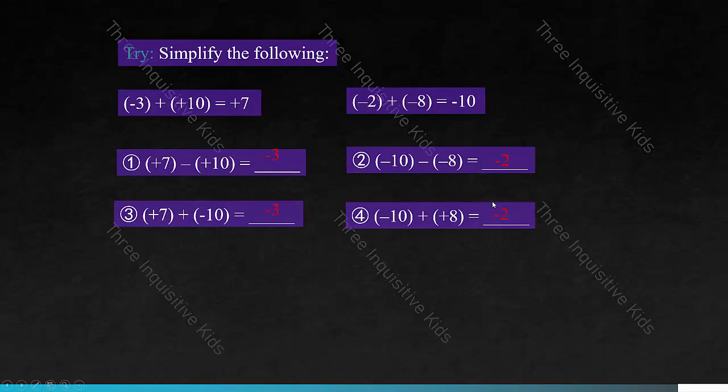And for the fourth one, we have -10 plus +8. Here you can see that we've changed the signs as well. We turned this subtraction into addition, and we turned this negative sign into a positive sign. So we're still resulting with -2.